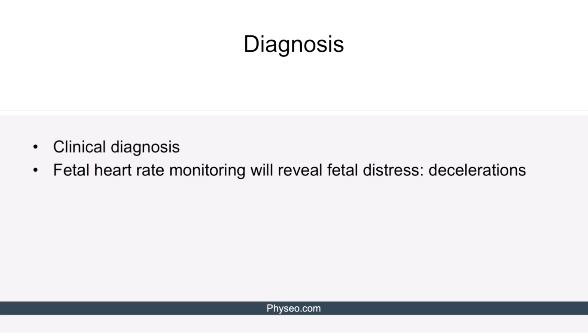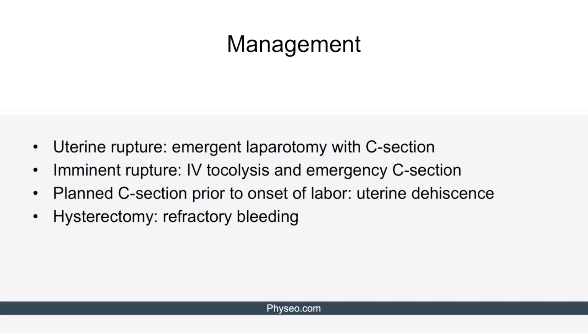Okay, moving on to diagnosis. Uterine rupture is a clinical diagnosis that should be highly suspected in patients with the classical presentation we just discussed. Fetal heart rate monitoring will reveal evidence of fetal distress, such as decelerations. In case of complete uterine rupture, emergency laparotomy with C-section is required. In case of imminent rupture, IV tocolysis and emergency C-section can be done.